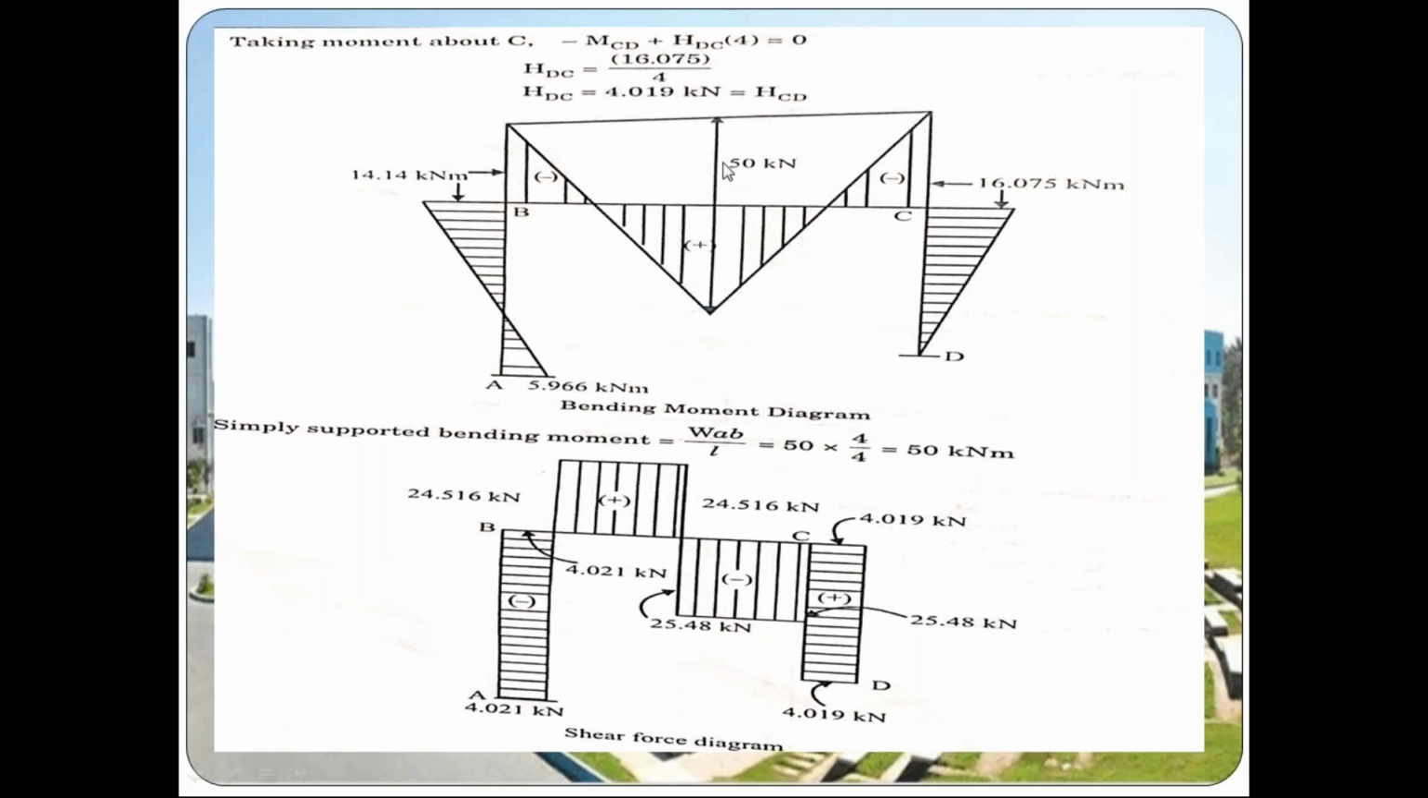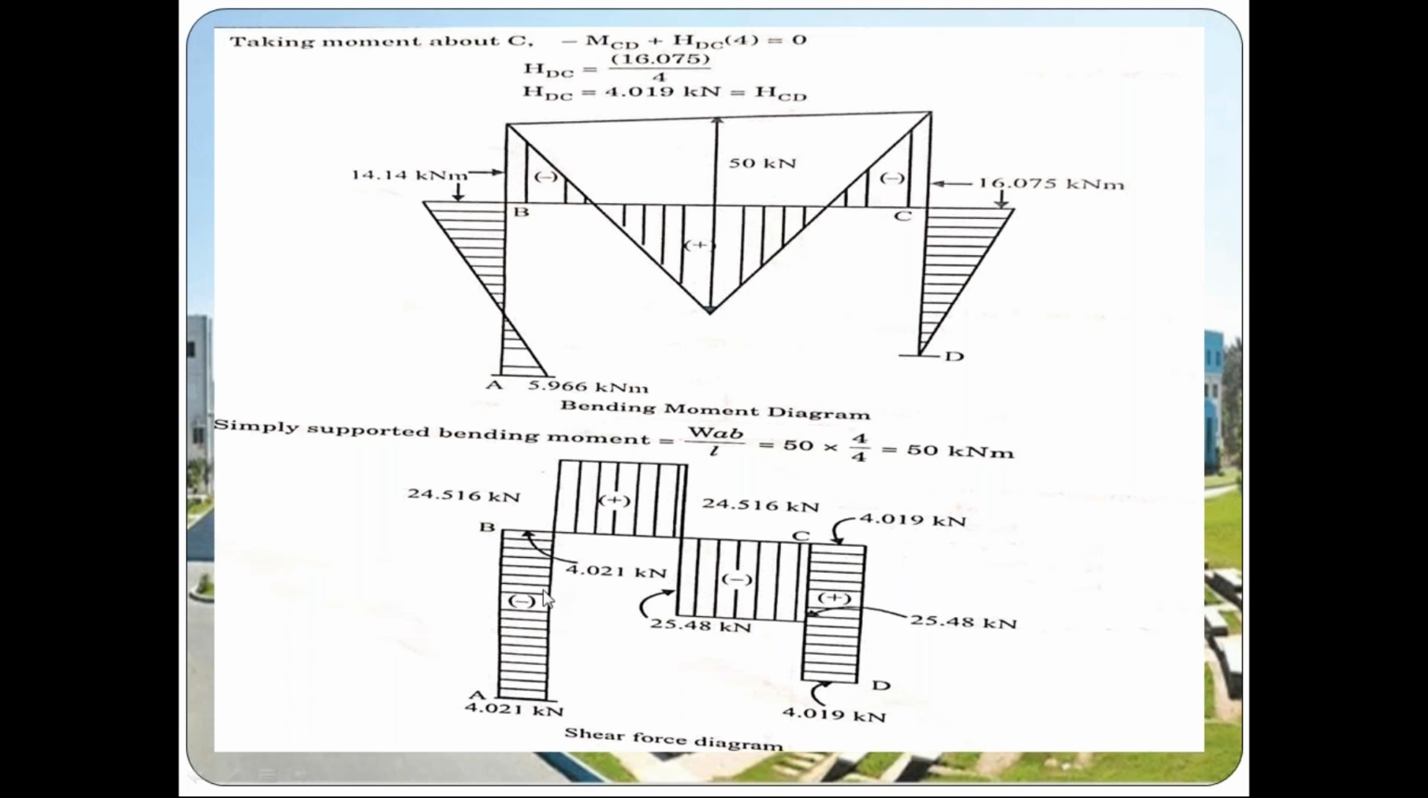The W value is 50 kilonewton, and the L value is 4 meters, since the BC length is 4 meters. So 50 into 4 by 4. The 4 cancels, and 50 only will come. So this triangle shape is the simply supported bending moment, 50 kilonewton meter. For a difference only, they put the simply supported bending moment in reverse manner. Normally it comes as a proper triangle, but here they put it in an inverted triangle manner.